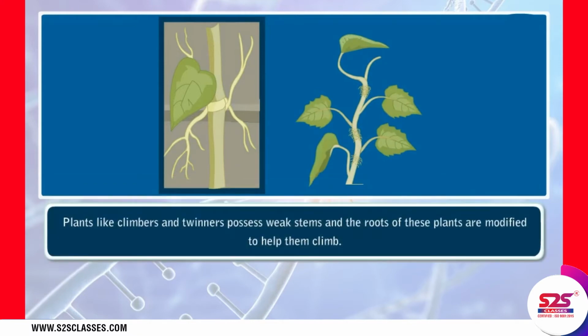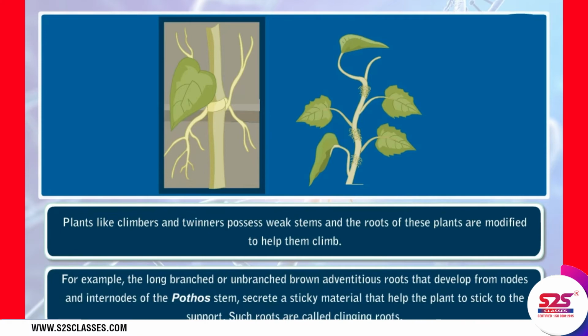Plants like climbers and twinners possess weak stems, and the roots of these plants are modified to help them climb. For example, the long-branched or unbranched brown adventitious roots that develop from nodes and internodes of the pothos stem secrete a sticky material that helps the plant to stick to the support. Such roots are called clinging roots.